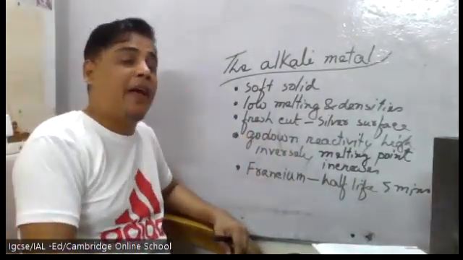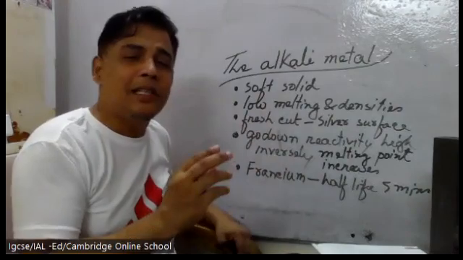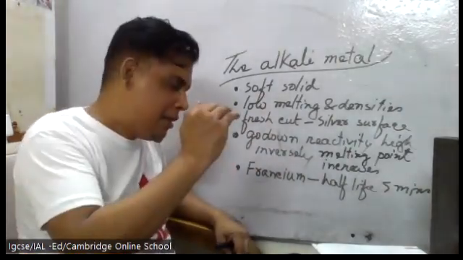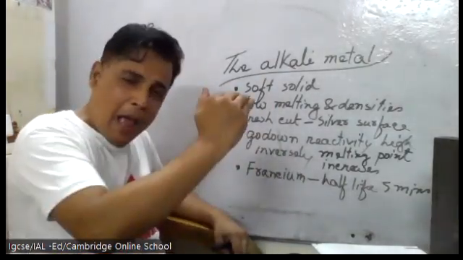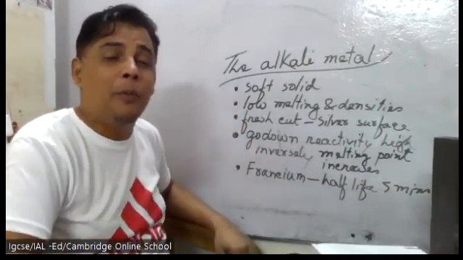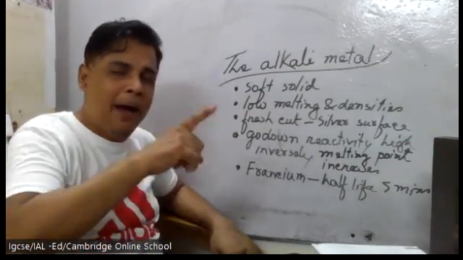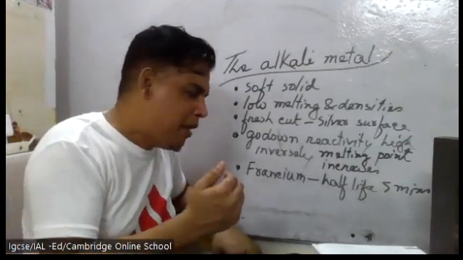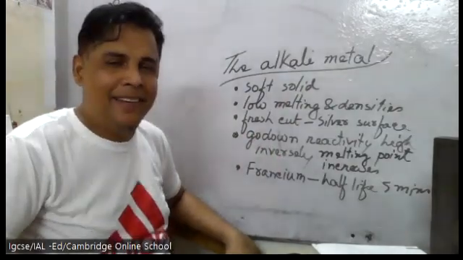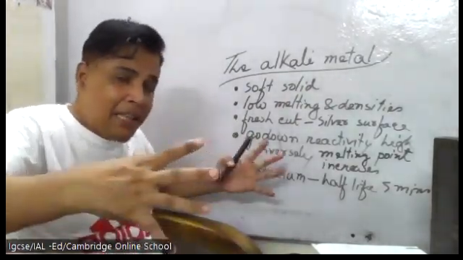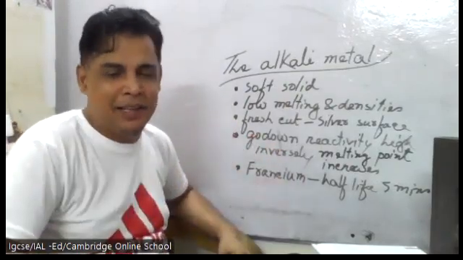And it is very interesting that as you go down the alkali metals, the least reactive is lithium. The second one, sodium, is more reactive in comparison to lithium. As you go down, they become more reactive. Why? Because the atomic number of lithium is only 3 and sodium is 11. As the atomic number increases, the outer shell becomes further away from the nucleus.